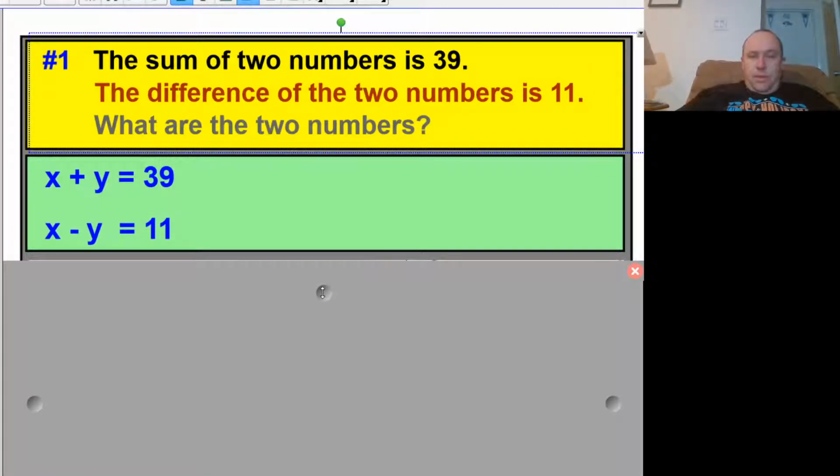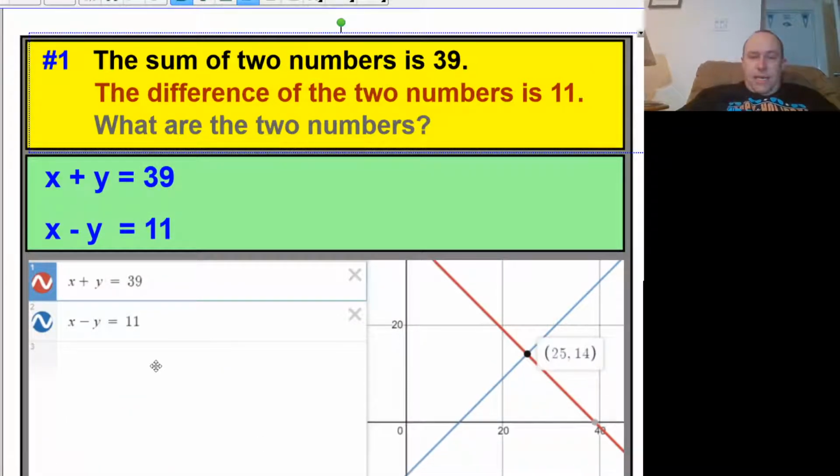Now, once we've got those two equations, you can actually use Desmos. I've actually typed them in already just so you can see what they are. I zoomed around so I could see where they cross, and then I can see what my two answers are. So 25 and 14. Now, what we didn't do last lesson is if you want to check your answer to see if it works, obviously you can plug these back into here. So 25 add 14 is 39. Yep, the two numbers add up to 39. And 25 minus 14 equals 11. And once again, you can see that's true as well.